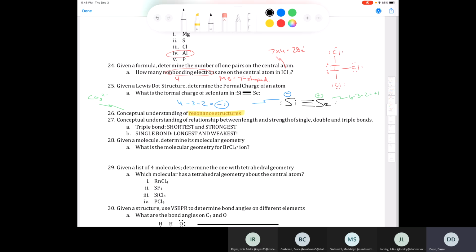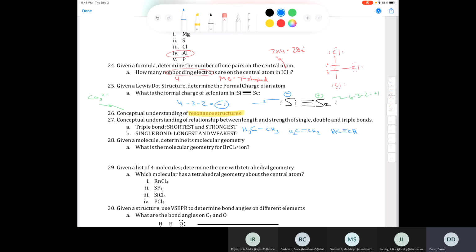For example, if you compare the bond length, let's say you have a carbon-carbon single bond, let's say in this molecule. So this is ethane, right? And then you compare that to a carbon-carbon double bond in this molecule, which is called ethylene. And then if you have a carbon-carbon triple bond in this molecule, which is called acetylene, and I don't expect you to know the name.